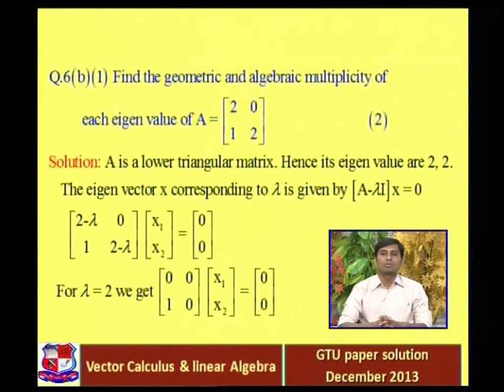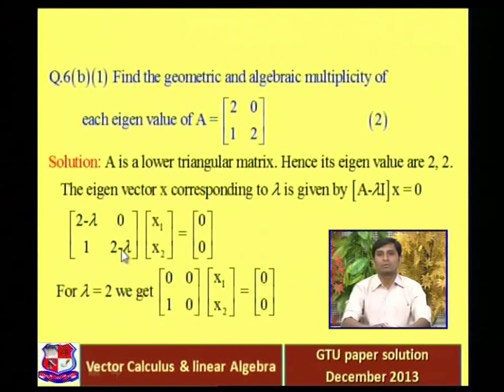Now we want to find the geometric multiplicity of that eigenvalue 2. For that we have to find the eigenvector corresponding to lambda equal to 2. So here is the method to find the eigenvector. The eigenvector x corresponding to lambda is given by (A minus lambda I) x equal to 0. So in matrix A we have to subtract lambda on the main diagonal. Here we get [2 minus lambda, 0; 1, 2 minus lambda] times [x1; x2] equal to [0; 0], right?